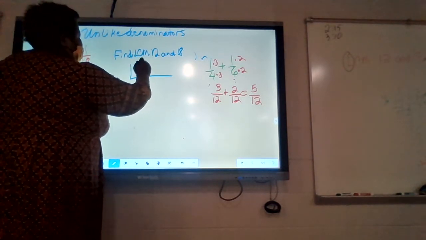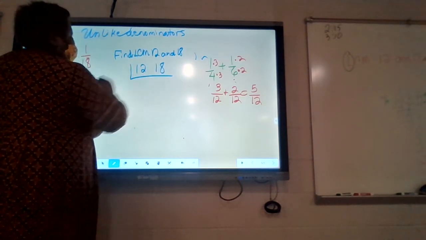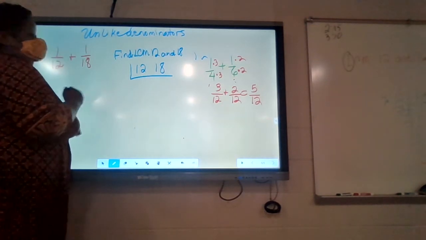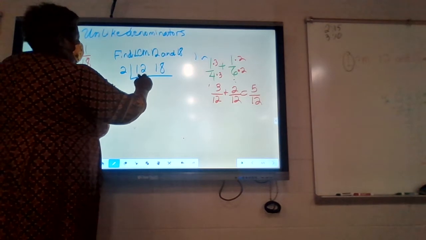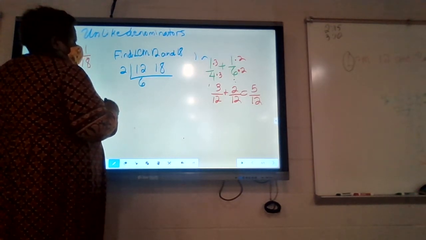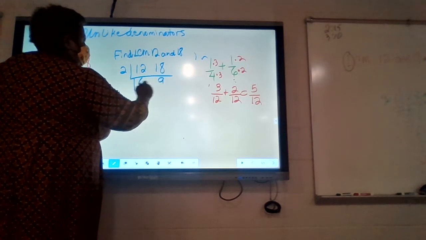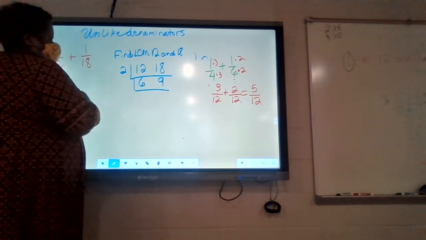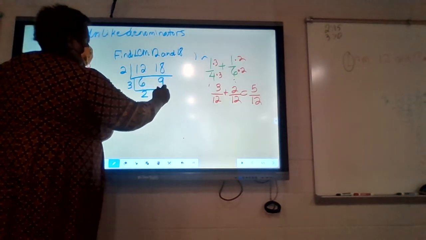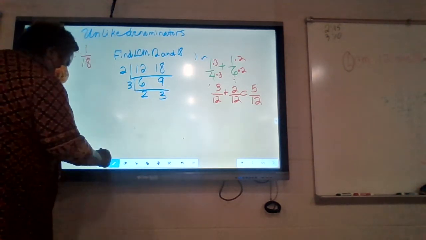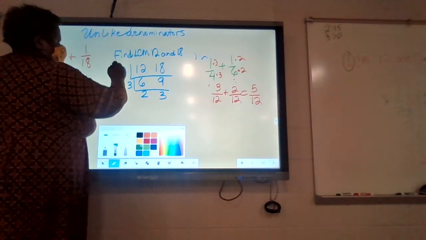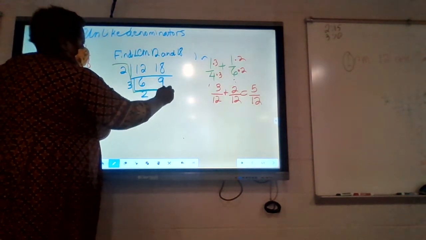So I do my upside down birthday cake. What goes into 12 and 18? 2. So 2 goes into 12 6 times. 2 goes into 18 how many times? 9. Okay. What goes into 6 and 9? 3. 3 goes into 6 2 times. 3 goes into 9 3 times. So now I've got my L. Got to draw my L.